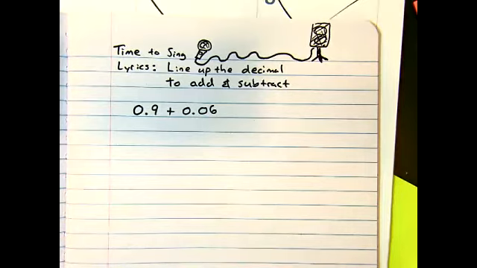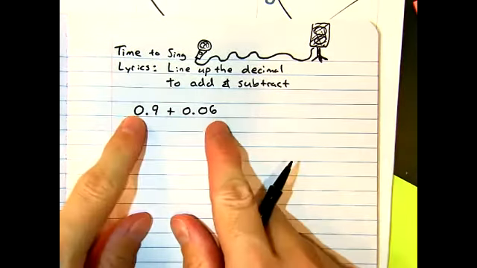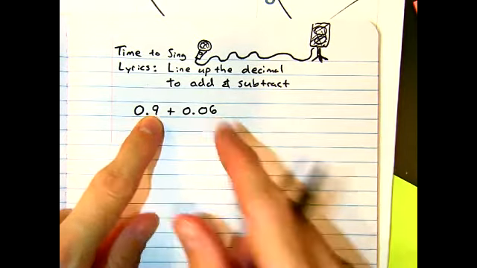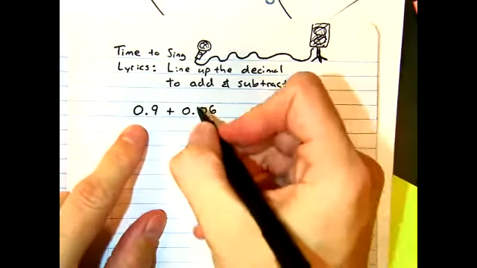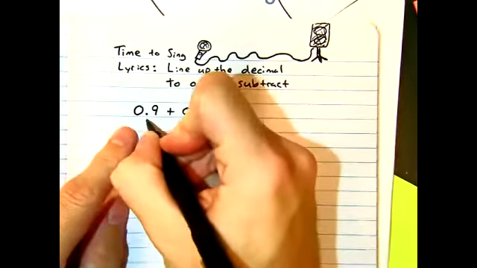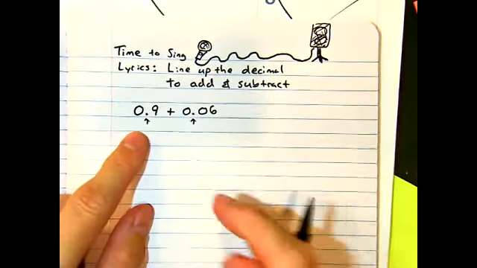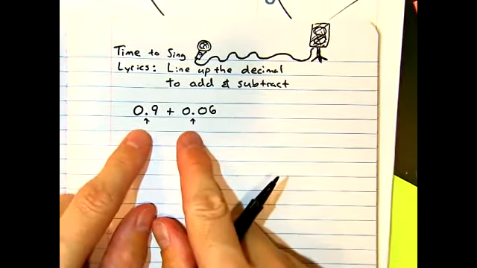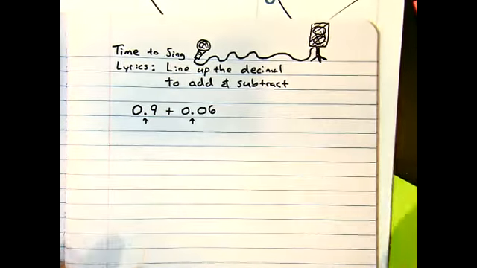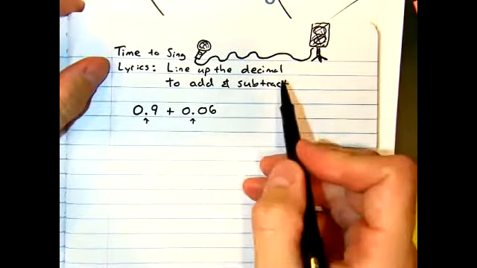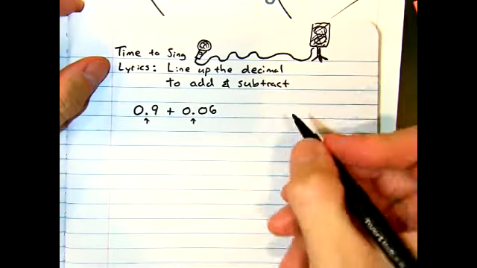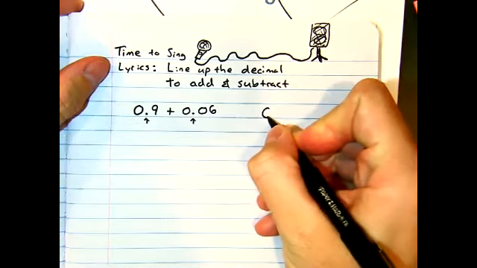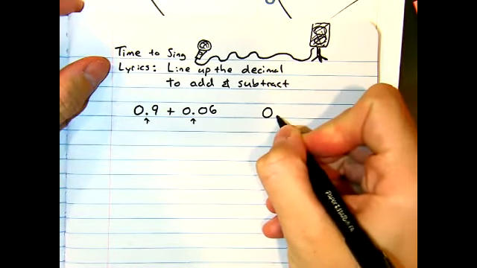Number one problem students are going to have, they're just going to put the 9 and the 6 together. Doesn't work that way. We need to focus on the decimal. It's the most important thing when we have problems like this. So think back to your song lyrics. Line up the decimal to add and subtract. Doesn't matter which one is on top.